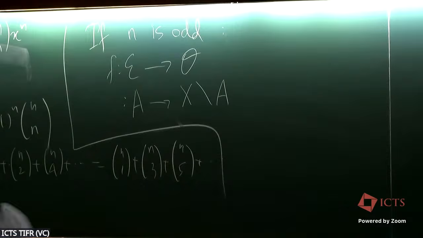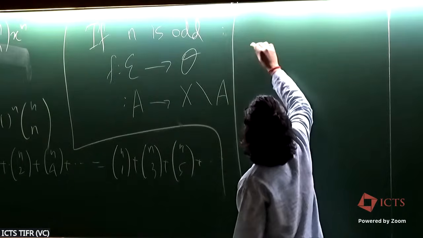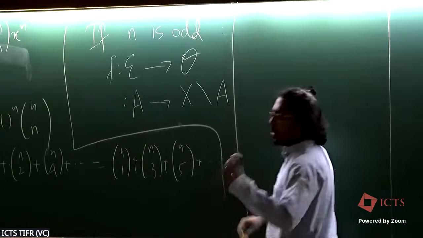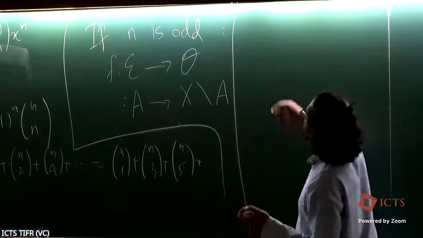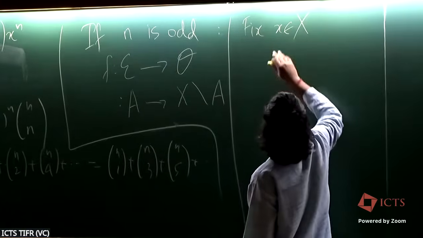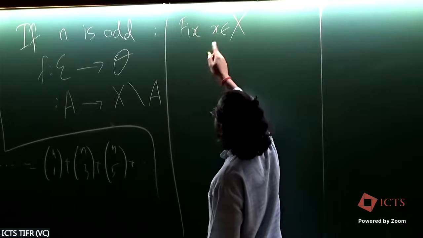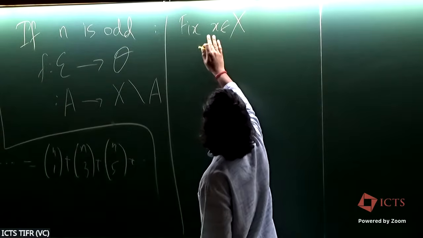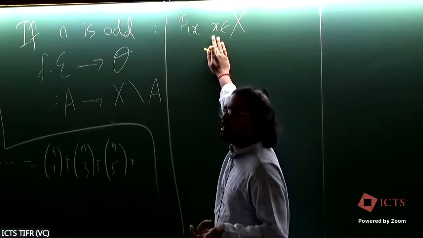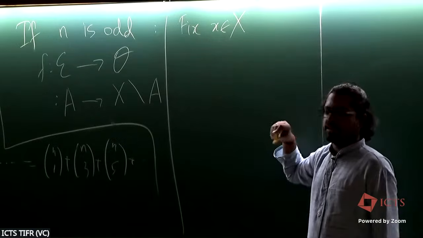So let me give you one hint. What you can do is the following. You can flip one bit. You can fix an x in capital X. In fact you can just take the first element if you wish. So what your map will do is the following. If x is in your set A, remove it. If x is not in your set A, you add it. Does that make sense?